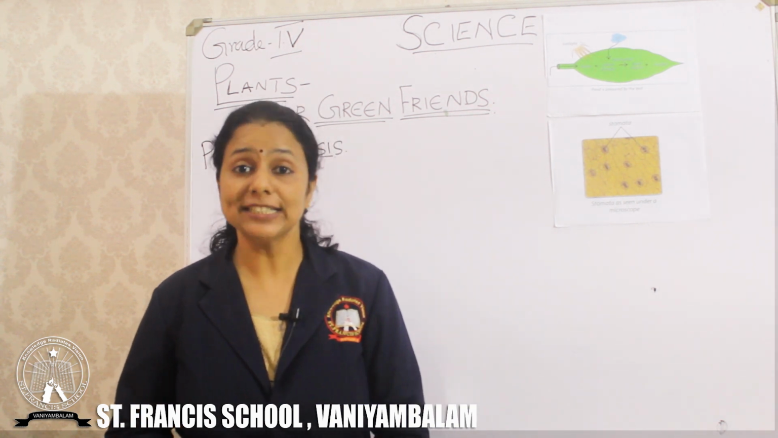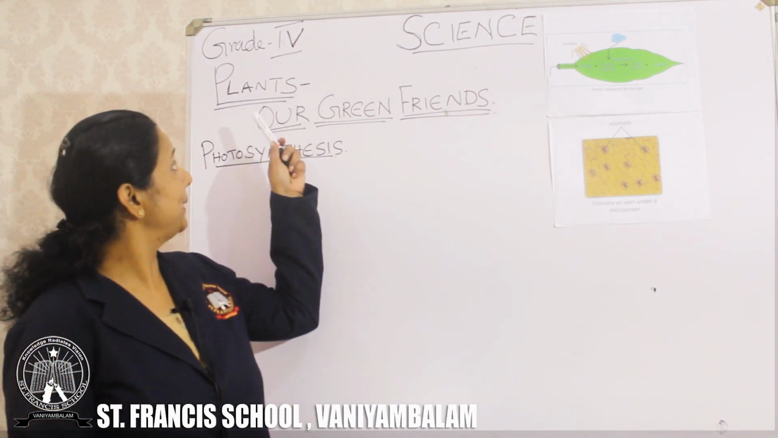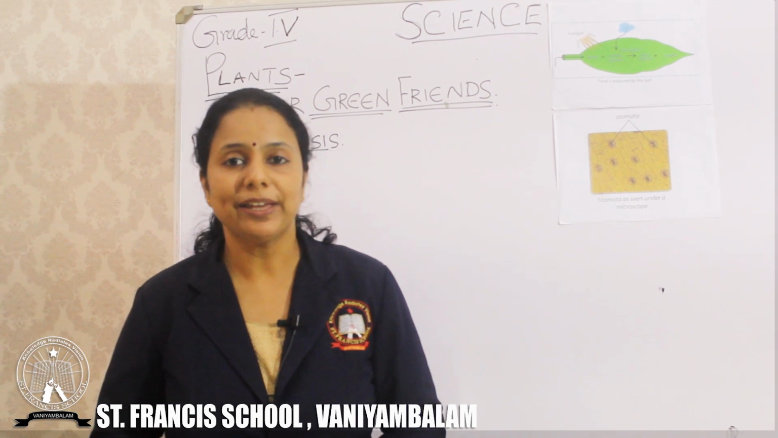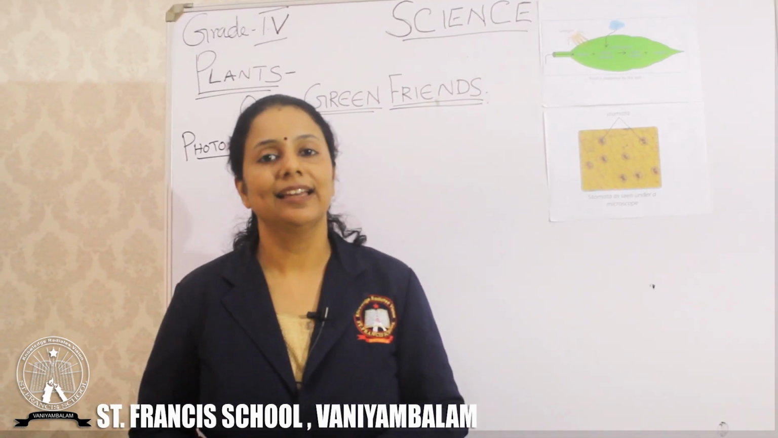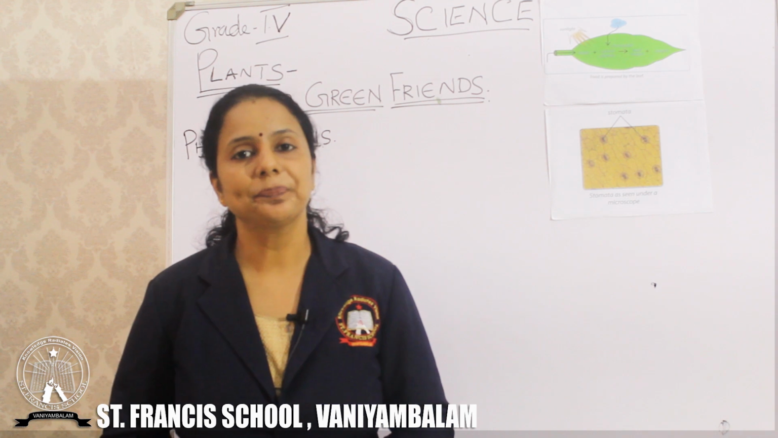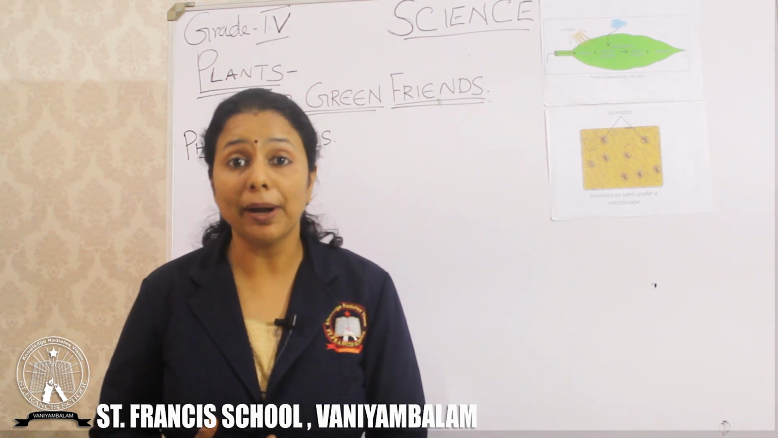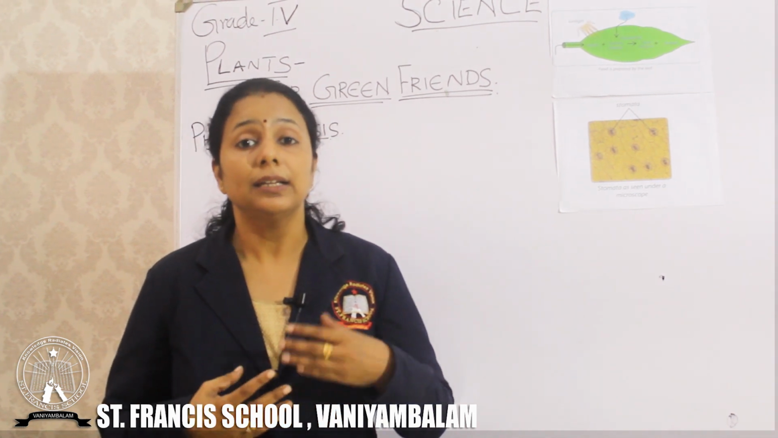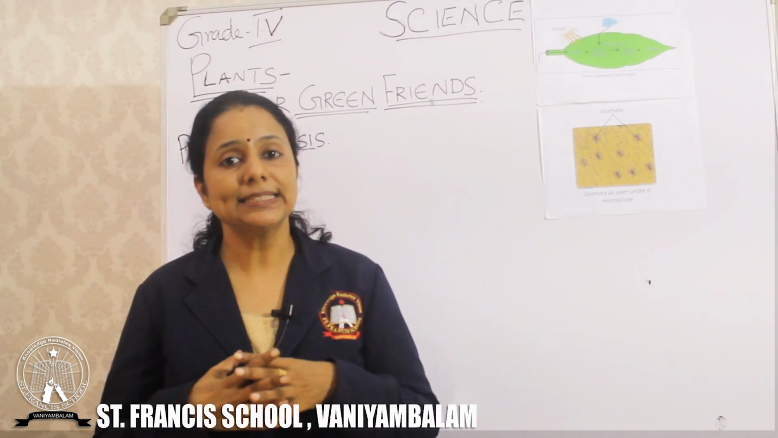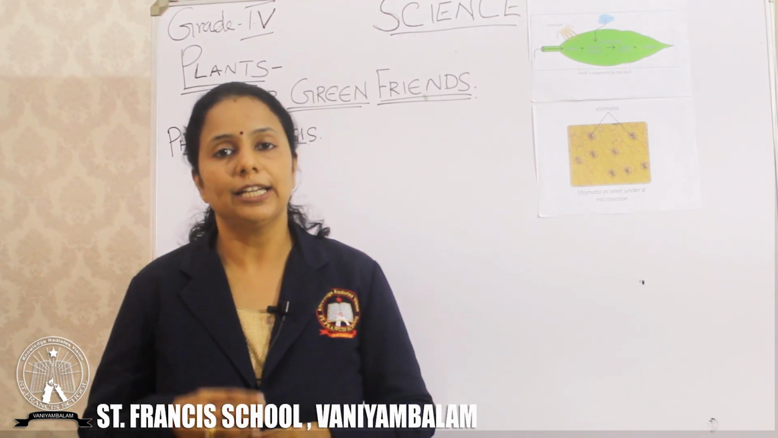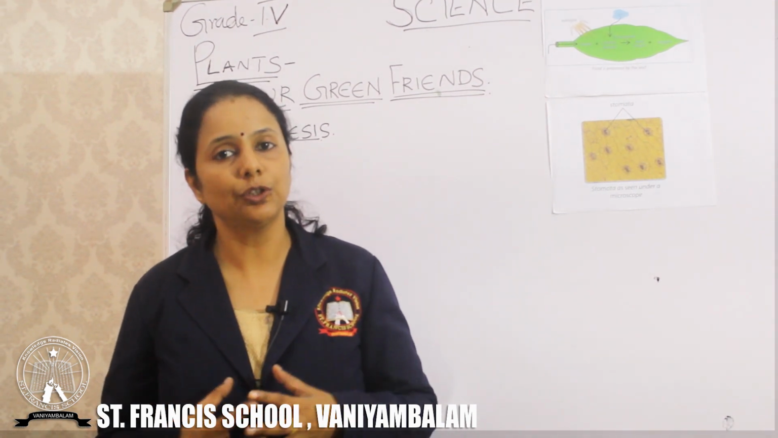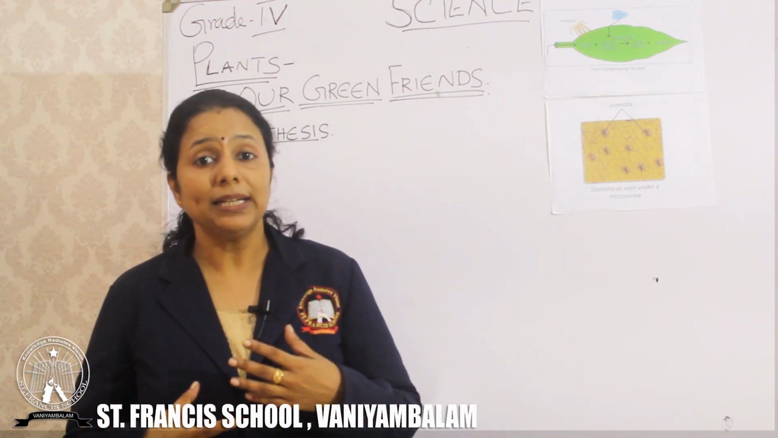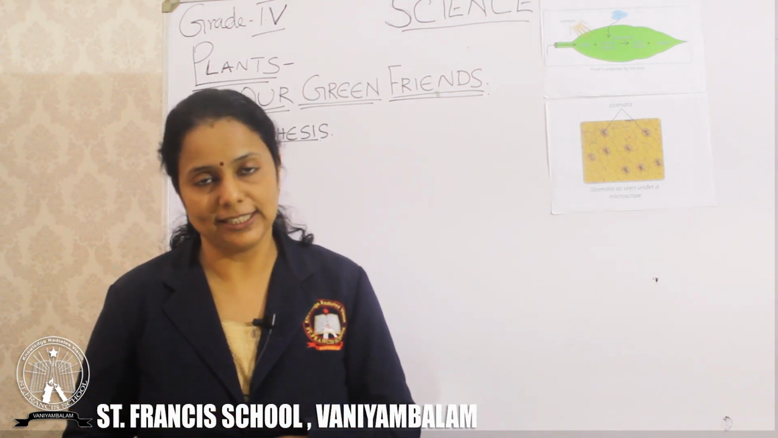We are discussing the first lesson in science, that is plants, our green friends. Do you remember the topics we have discussed in last class? Let us rewind the topics. In last class we learned about leaves, right? Different types of leaves, and we have already discussed the structure of the leaves, different parts of a leaf. And today we will be discussing the process of photosynthesis.